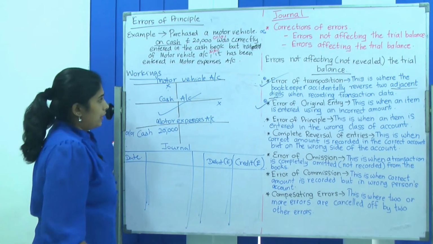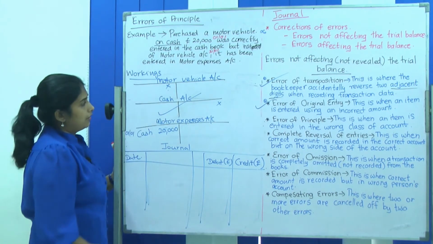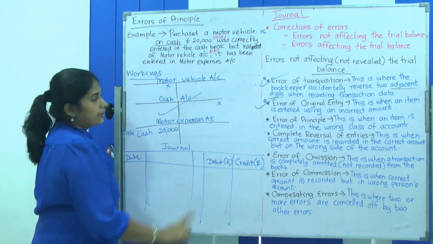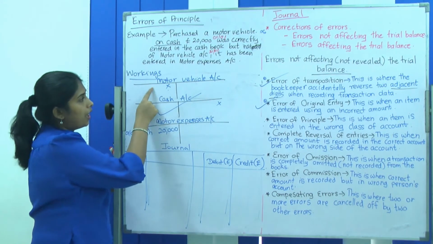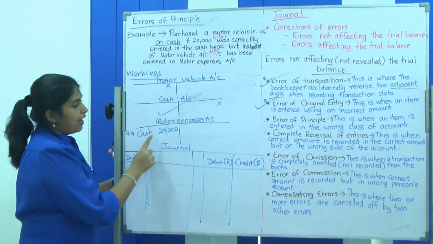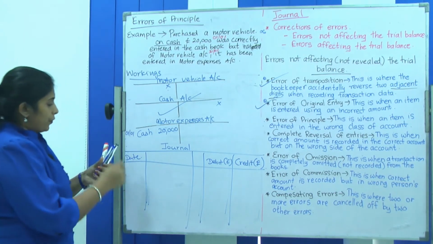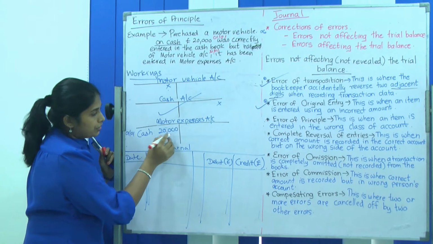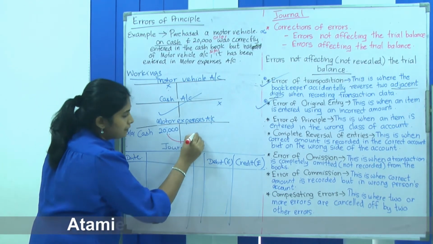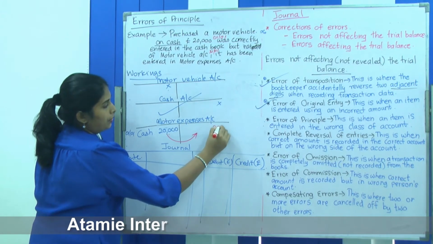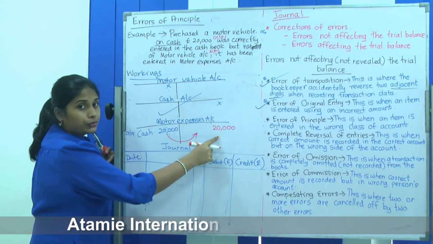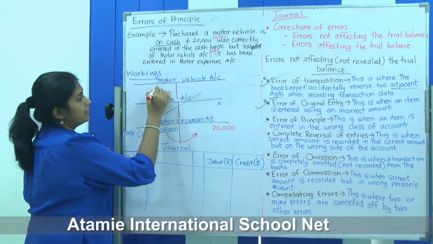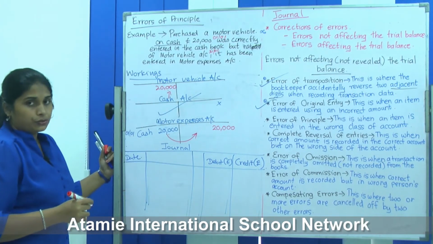Normally when you purchase the motor vehicle, it will be debited to the motor vehicle account and credited to the cash account. But here, according to this transaction, they have correctly entered in the cash account, but without debiting the motor vehicles account, they have debited the motor expenses. So what you have to do is, this 20,000 which does not belong to the motor expenses, you have to cancel. So to cancel that 20,000 which is on the debit side, you have to credit it. To correctly enter it in the motor vehicle account, exactly 20,000 should be debited to the motor vehicles account.